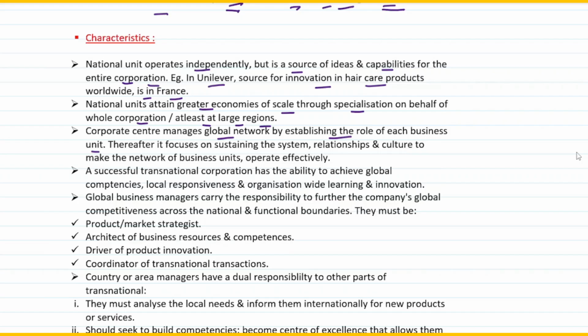So your center will be there in the US, whereas you will have different subsidiaries, say in India, say in North Korea, say in Japan, say in China, say in some other country. So basically they will be the center, the epicenter rather, and they would be focusing or concentrating on the work of all the other subsidiaries. Therefore it focuses on sustaining the system. So how does it help? It helps you to sustain the systems, relationships and culture to make the network of business units operate effectively.